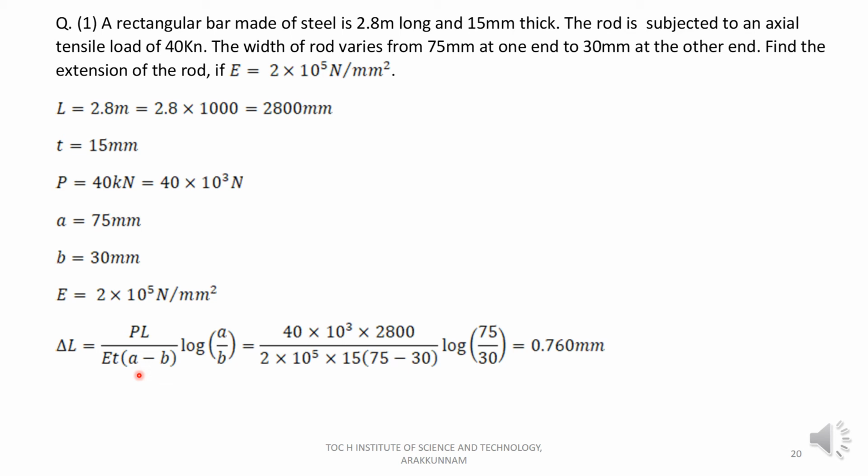So substitute all those values, that is P is equal to 40 into 10 raised to 3, into length, that is 2800 mm, divided by E into T, that is 2 into 10 raised to 5 into 15 mm, into (A minus B), that is 75 minus 30, into log to the base e of 75 divided by 30, which is equal to 0.760 mm. That is the answer.